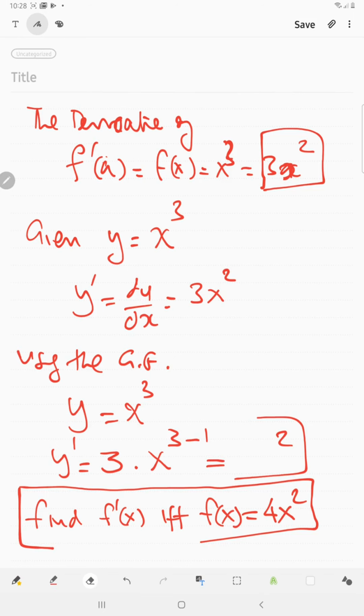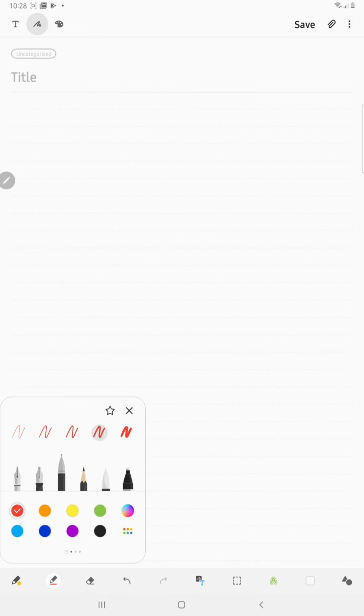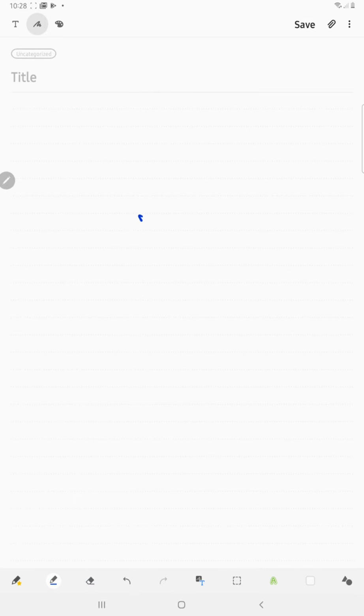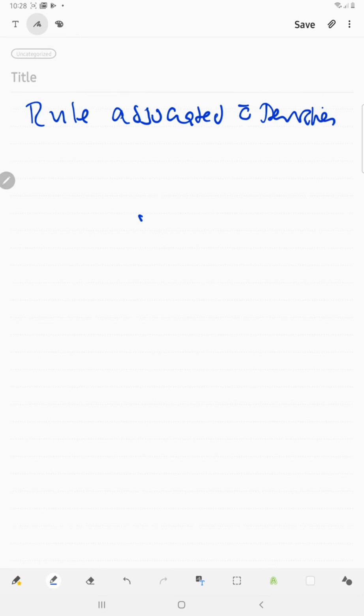So having said that, let's look at another concept on the same. This one now is some statements that can give us a very good position. Now, if we have got processes, we have got some rules again associated with derivatives. So the first rule is called the sum or difference rule.